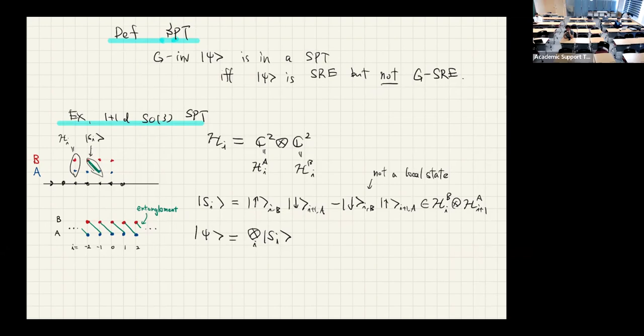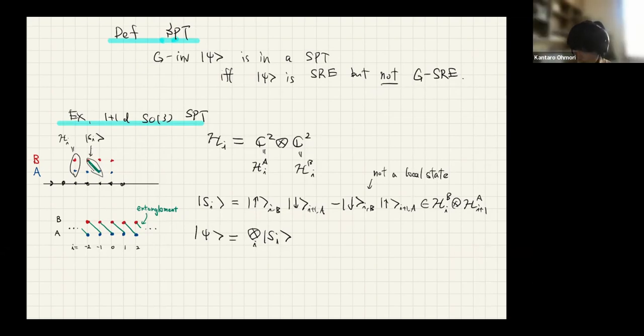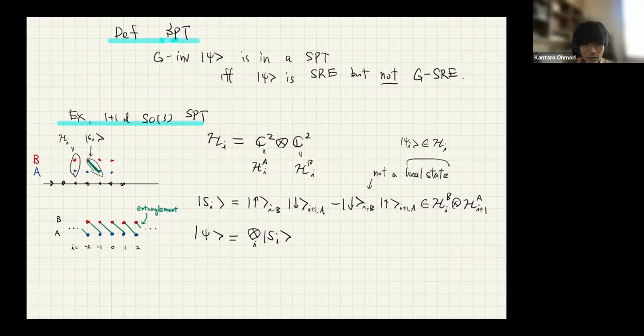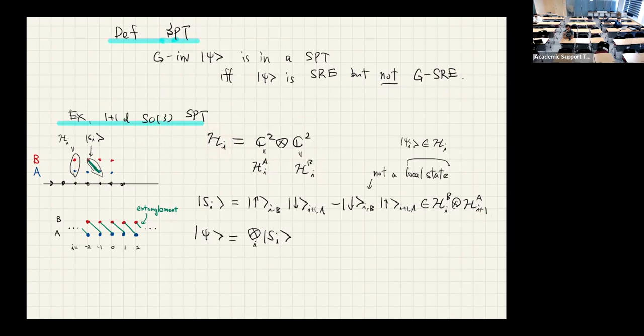Sorry, I want to ask one question. What is the local state here? So a local state is a state defined like psi I in HI. Okay, that's my definition of local Hilbert space. Okay, so you say it's not a local state because you use HI tensor product HI plus 1. Yes, yes. Okay. So you mean that Si is not a local state?